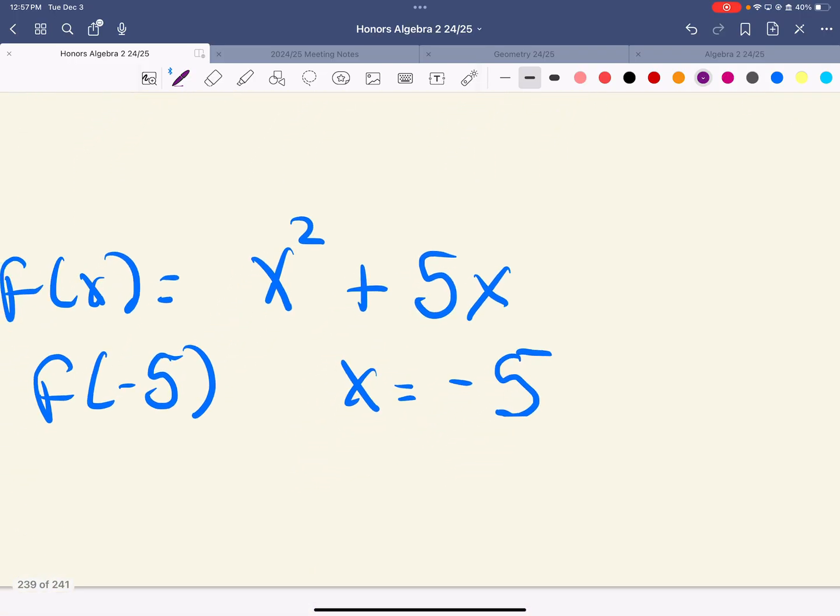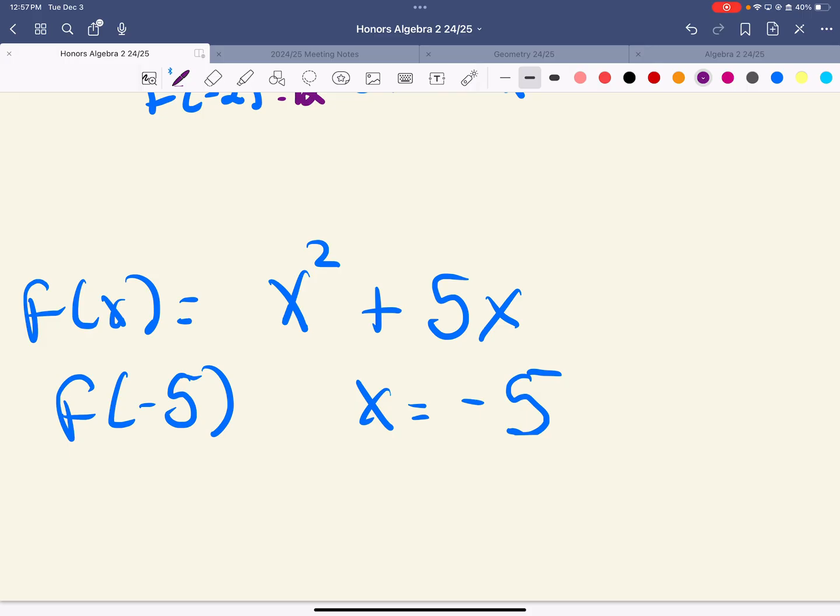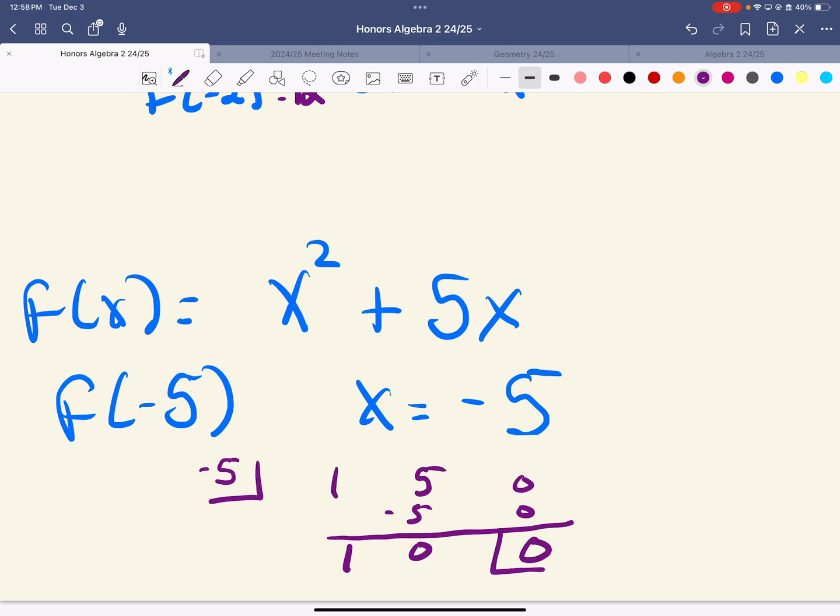Okay. Let's go ahead and do this one. So we've got f of x is equal to x squared plus 5x. Go ahead and evaluate that at f of negative 5. So we got 0. So f of negative 5 equals 0.